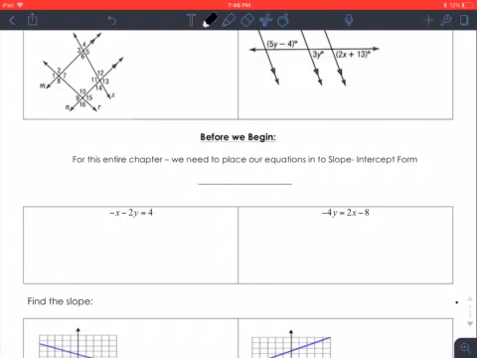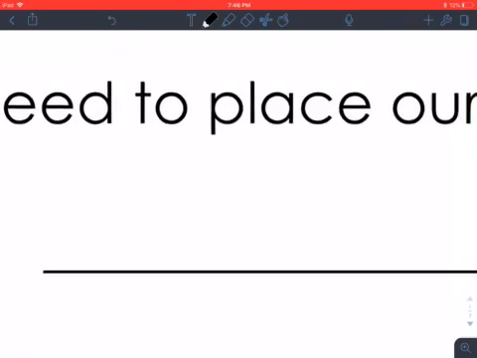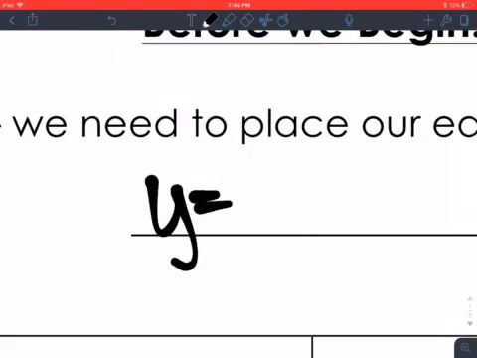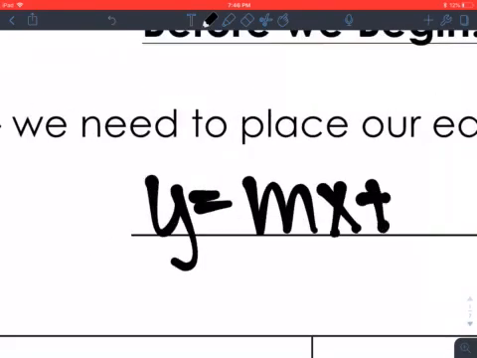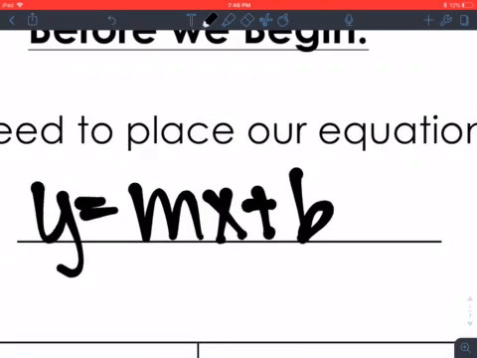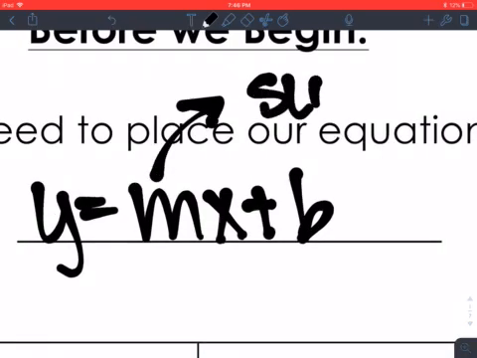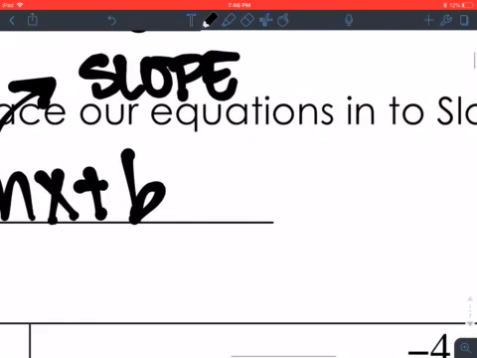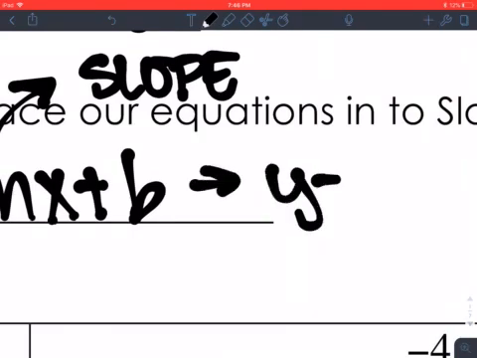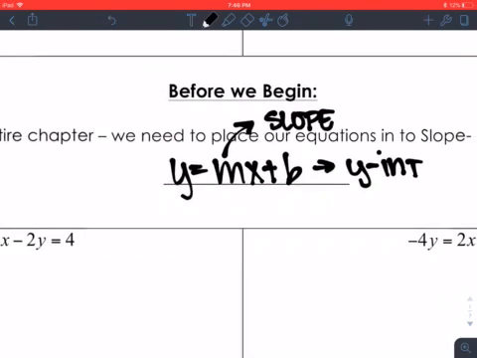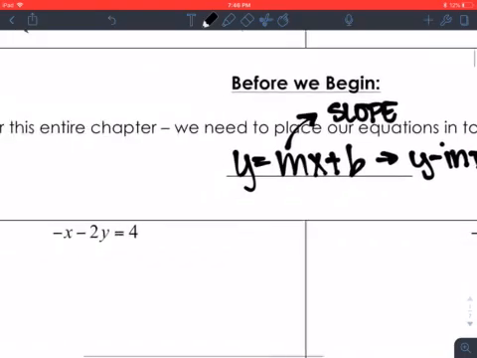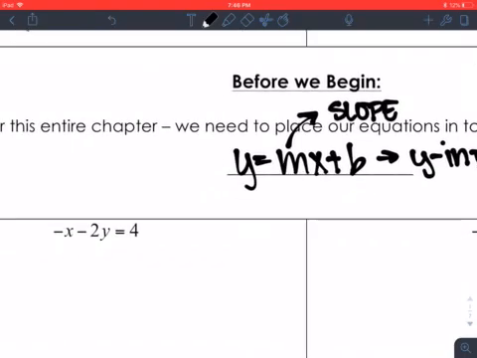Okay. So for this entire section, we need to place our equations in slope-intercept form. And slope-intercept form is y is equal to mx plus b. And coming from the name, obviously our m represents our slope, and our b is our y-intercept. So if you notice here, all right, the y is by itself. That means we need to get the x and the number on the other side.